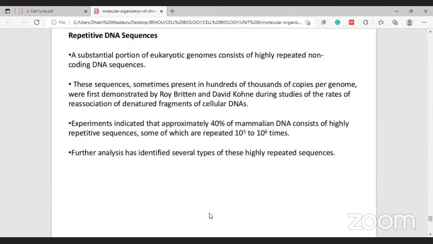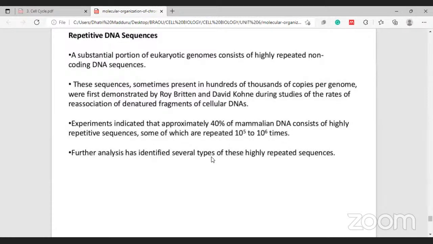And then the repetitive DNA sequences. A substantial portion of the eukaryotic genome consists of highly repetitive non-coding DNA sequences. Sometimes we can have thousands of copies of repetitive sequences. This was demonstrated by Britten and Kohne, by a denaturation and renaturation process. I'll just briefly discuss it here.